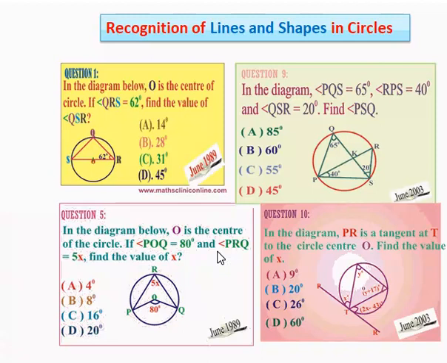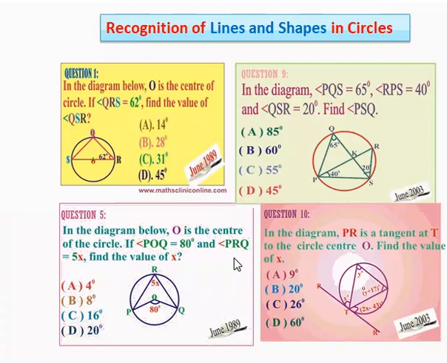inside the circle. If you don't know the lines, you will not be able to answer the question if the examiner is asking you, like this one. In the diagram below, O is the center of the circle. If POQ is equal to 80 degrees, and angle PRQ is equal to 5S, find the value of S. You need a theorem to deal with this. But without the lines and the shapes, you can't use the theorem. Do you understand? Yes. Okay.